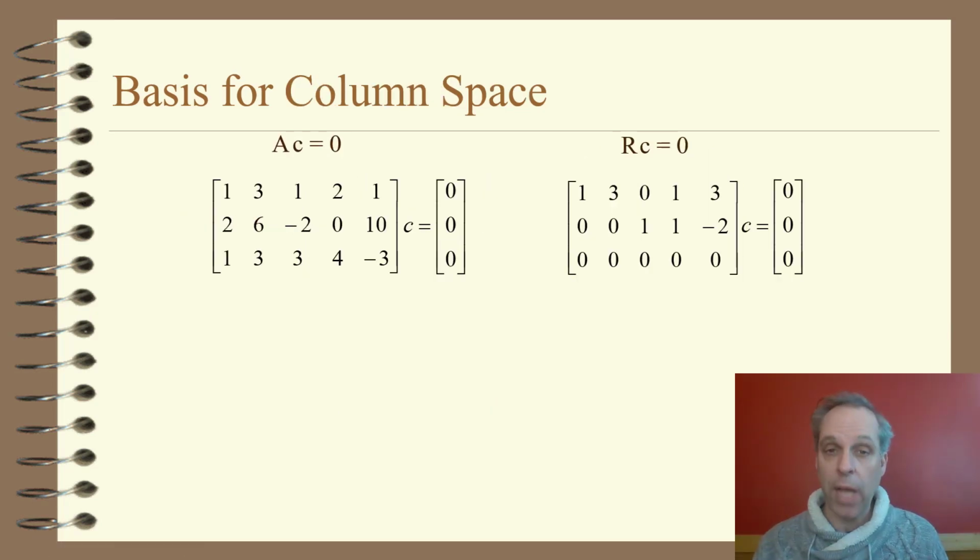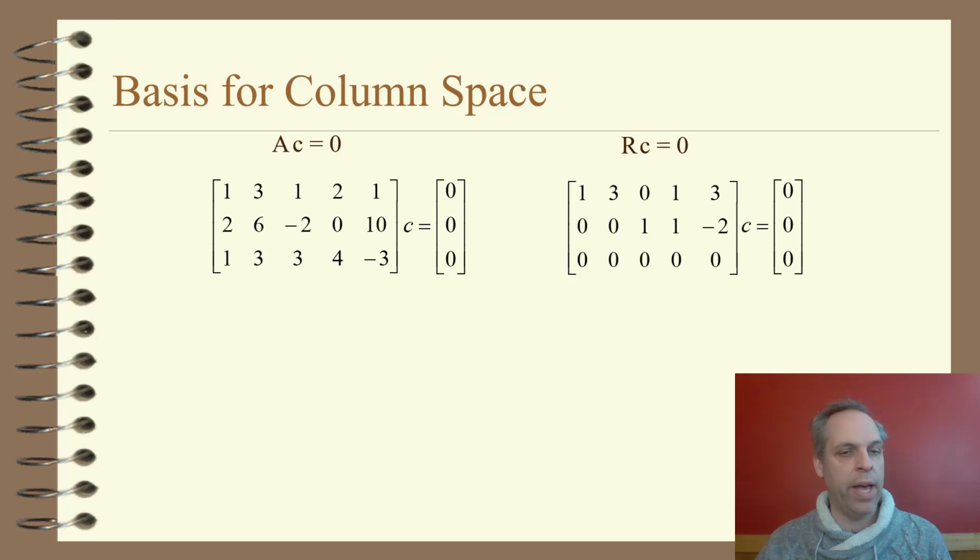Let's find a basis for the column space of that matrix. So to do this, I'm going to use a little trick. I want to first look at all the solutions of A times C equals 0. So that system corresponds, when you row reduce it, to the system R times C equals 0. I'm just writing it in matrix multiplication form.